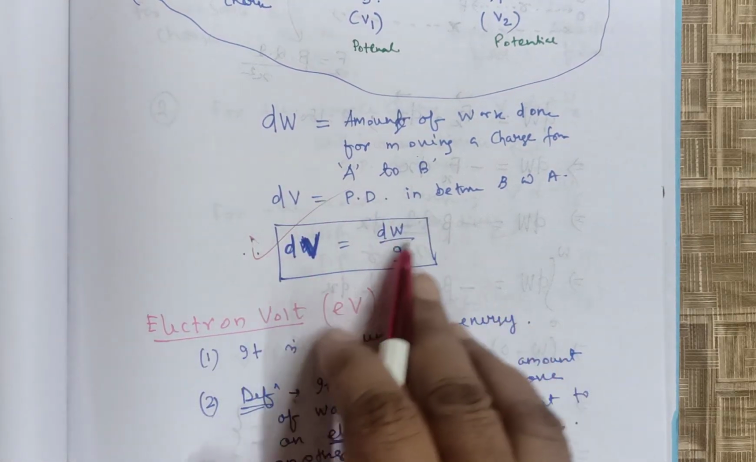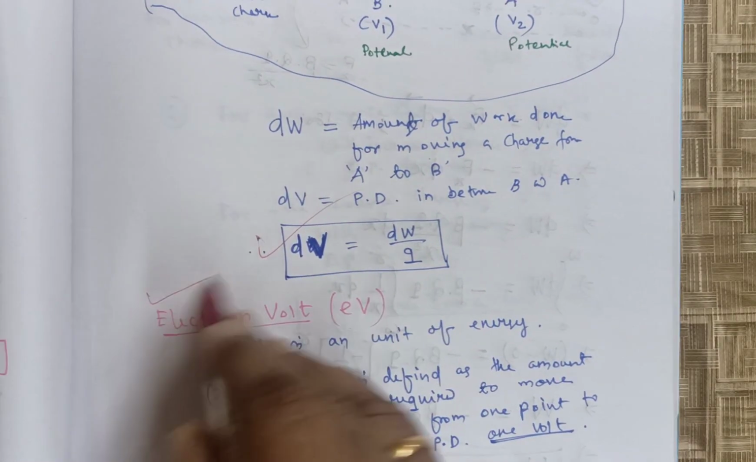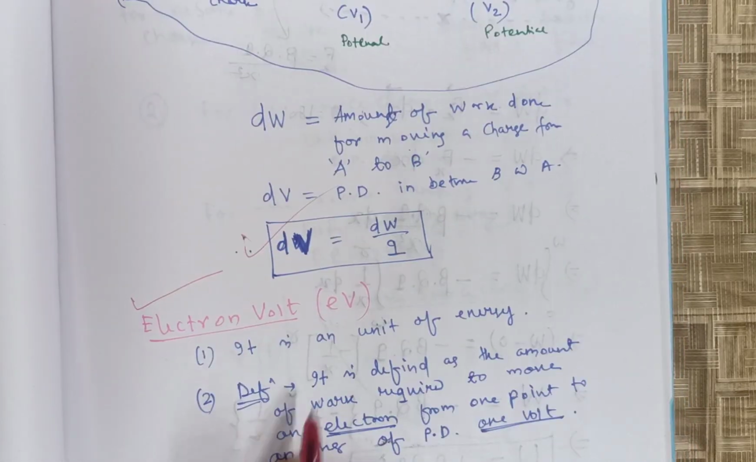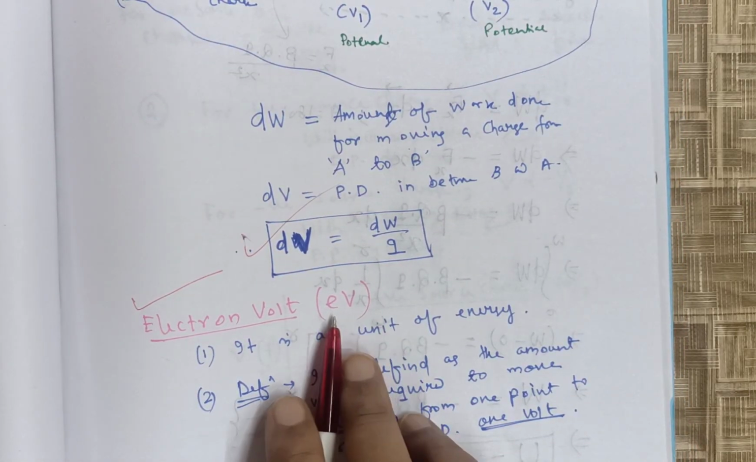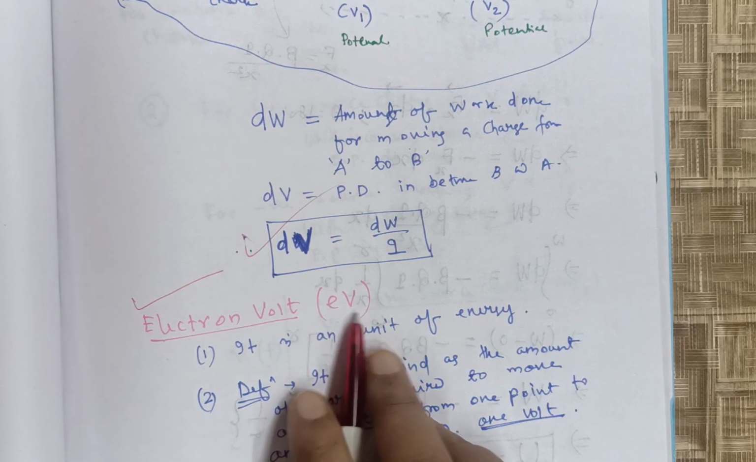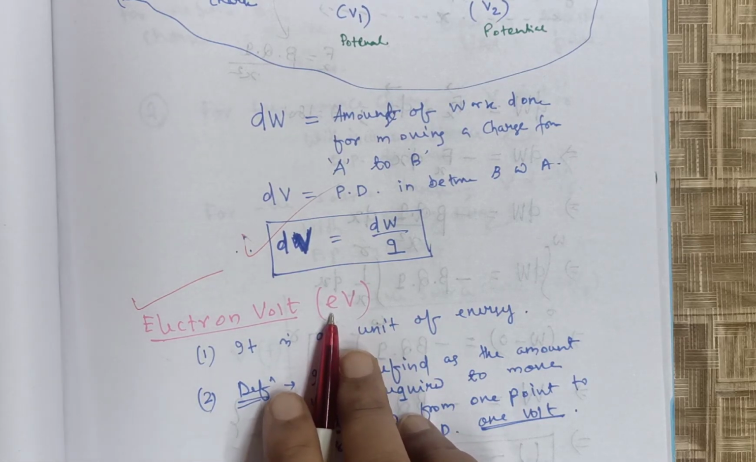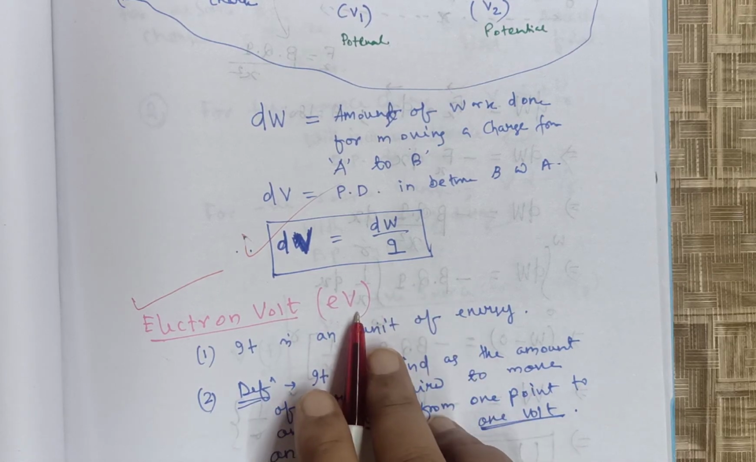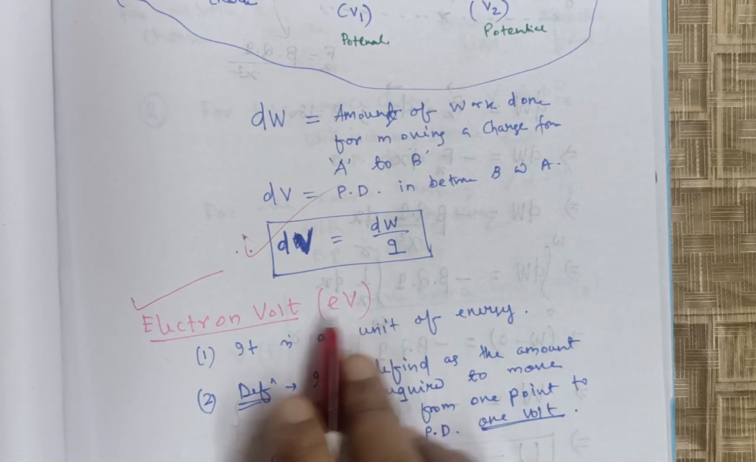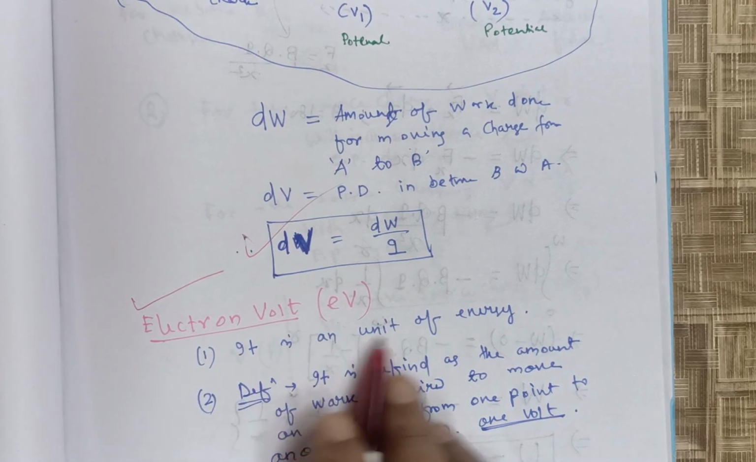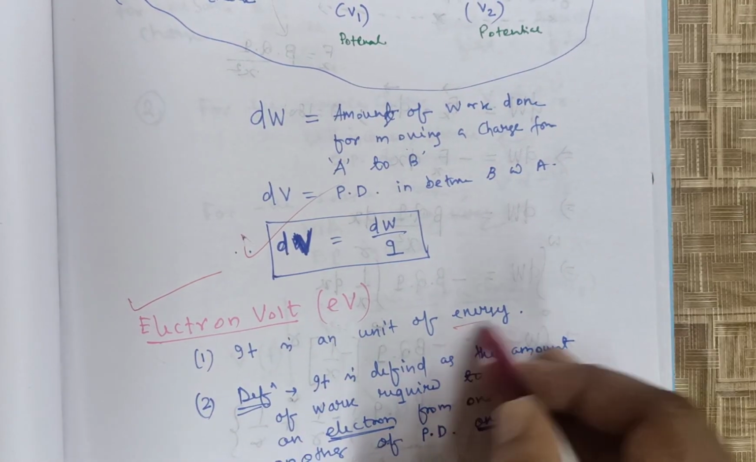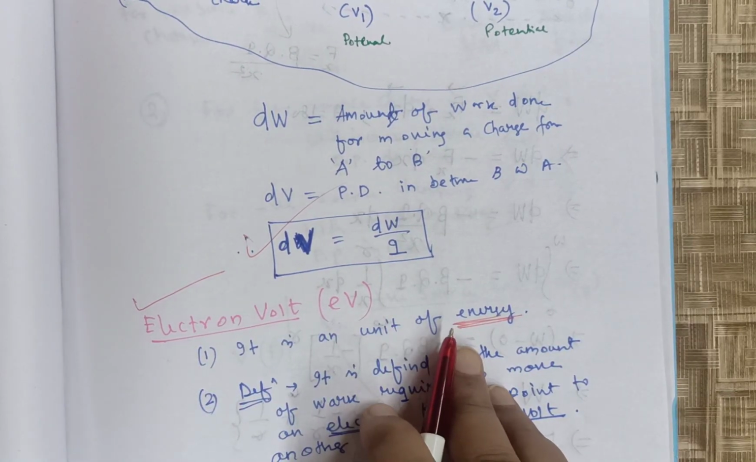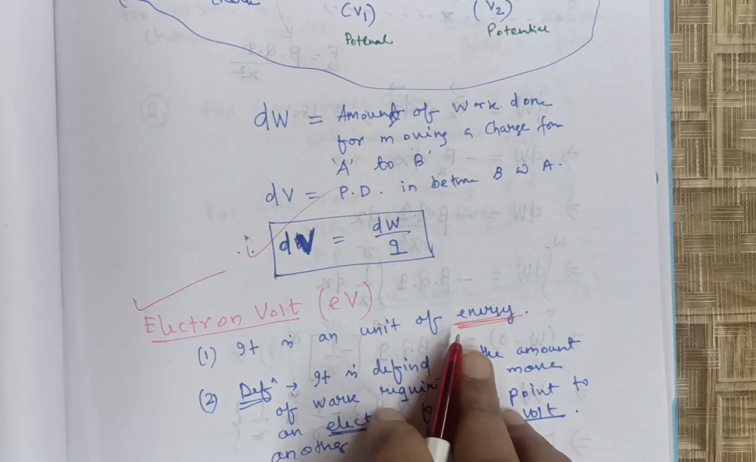Then by using this formula, let's define a new term, that is electron volt. Just to see the symbol, e means electron, v means volt. That means one electron charge moves from one point to another point with a potential difference of 1 volt. That means electron volt is a unit of energy. First of all, it is a unit of energy, not potential. Electron volt is a unit of electrical energy, or you may simply call it energy.